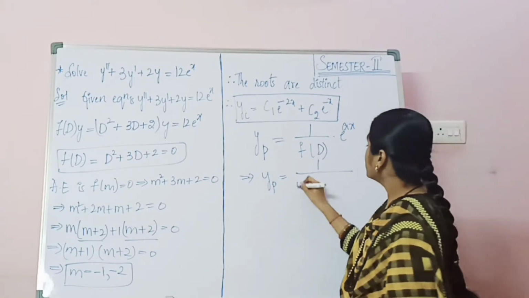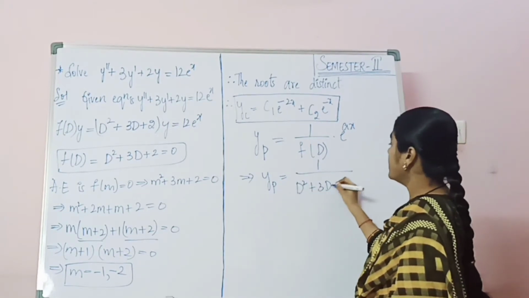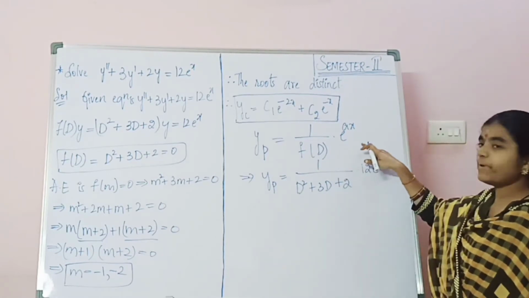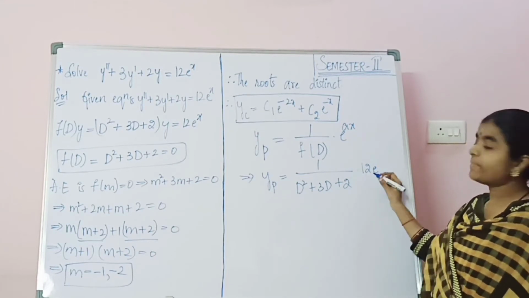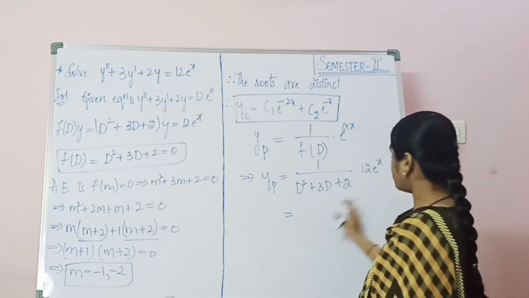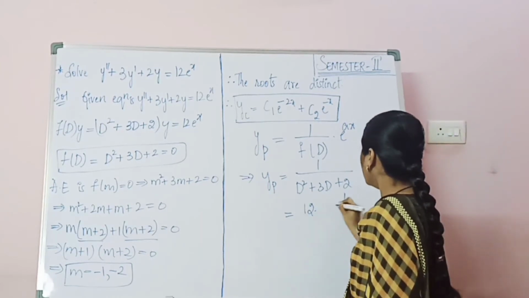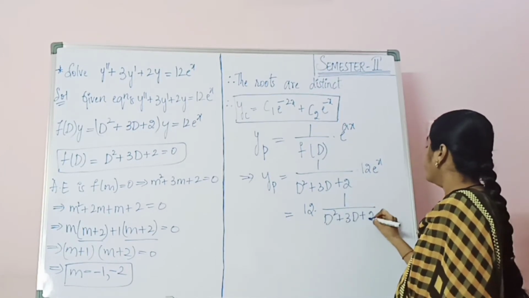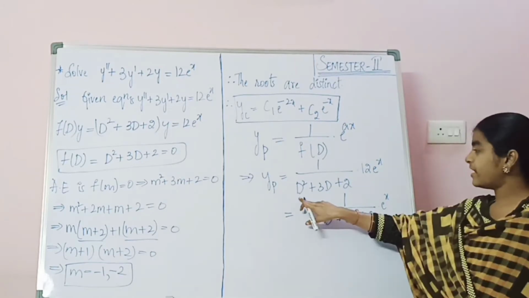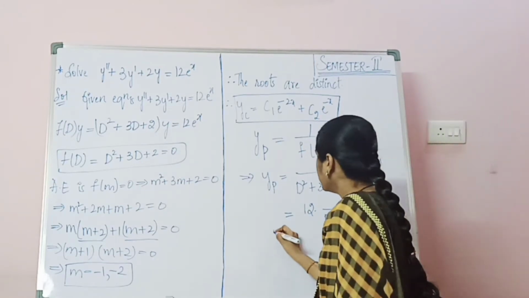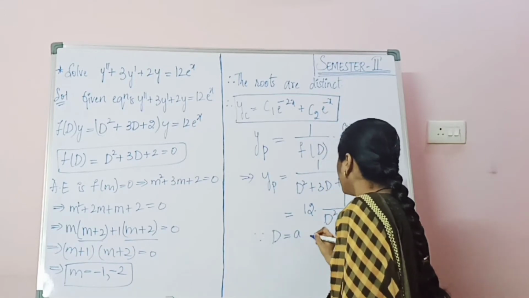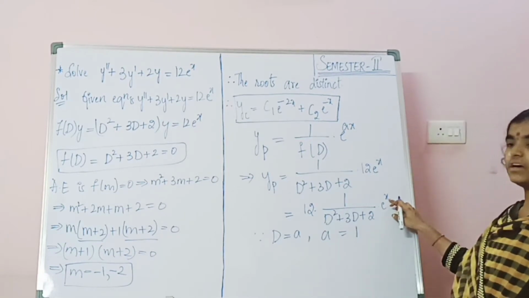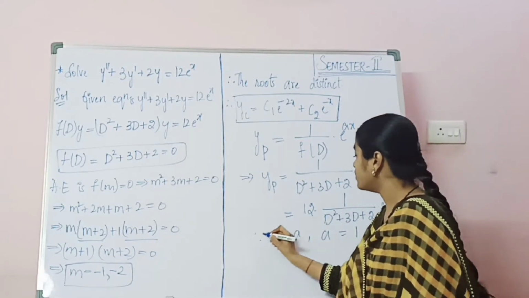1 by D square plus 3D plus 2 into 12 into e power x. So in the place of e power ax, what we have to take? 12 into e power x. So which equals, now we have to take 12 here. 12 into 1 by D square plus 3D plus 2 into e power x. In the place of D, what we have to substitute? a. So here since D equals a, next a equals 1. e power what is given here? x means 1. a equals 1.